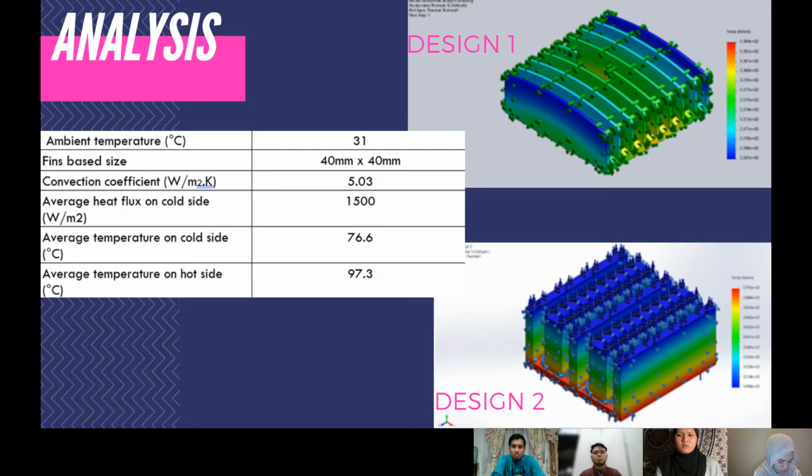The average heat flux on the cold side is 1500 watts per meter square. The average temperature on the cold side is 76.6 degrees Celsius, and the average temperature on the hot side is 97.3 degrees Celsius. The picture shows the ranging temperature. As you can see, the red color is the hot side and the blue color is the cold side of the design. Next.